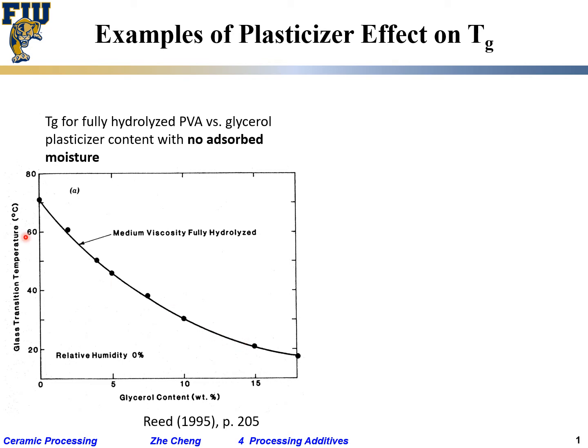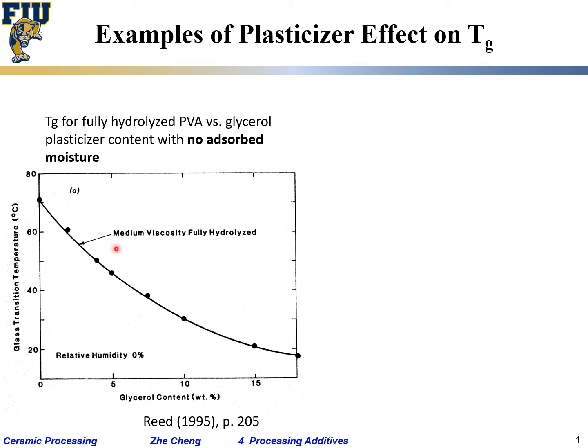means if we do not have any glycerol, fully hydrolyzed at room temperature, the material is what? Glassy, pretty brittle, pretty hard. Can you easily do extrusion on this? No, right? You cannot easily extrude. You are going to crack it.